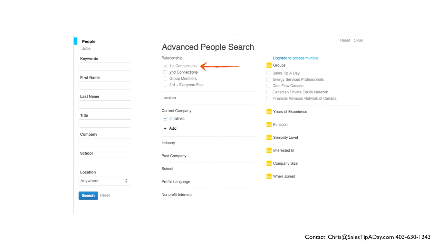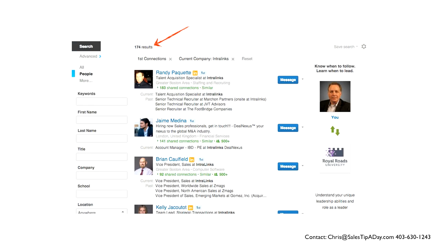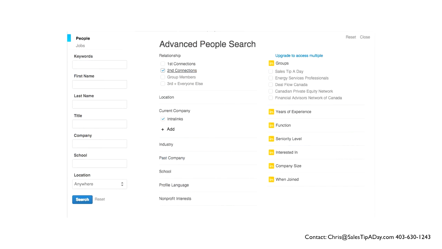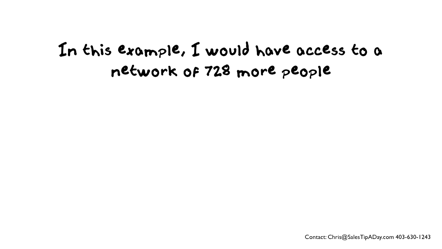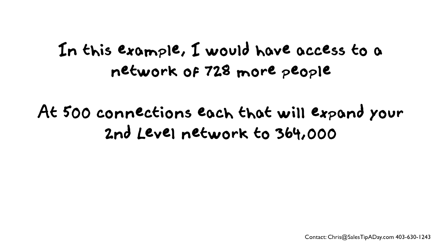Well, in this case, I'm going to take a look at any first level connections in a company that I was working at a while back called Intralinks. When I search on any first level connections, I find I've got 178 people that show up. Well, if I change this around and use the same company, but put a second level connection in, what I find is there's an additional 728 people on LinkedIn that I wasn't connected to. So in this example, I'd have access to a network of 728 more people potentially.